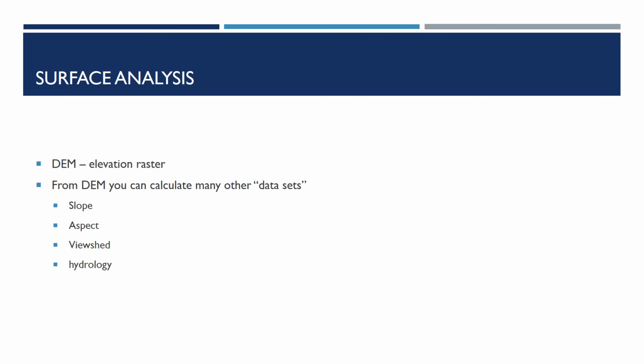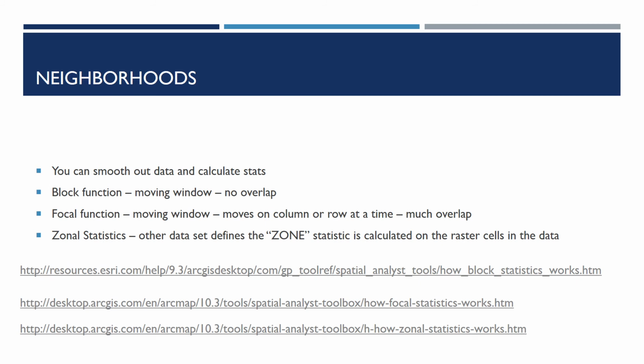Surface analysis, we're going to talk a little bit about these. These are just basically big raster things that we do, like DEMs, and from DEMs we calculate things like slope, aspect, viewshed, and hydrology. Neighborhoods, block functions, focal functions, zonal statistics. Blocks are moving windows that don't overlap. Focal functions are moving windows that do overlap. And that's all. Zonal statistics utilizes a different data set to define a zone and then calculates statistics from all the raster cells within that area.